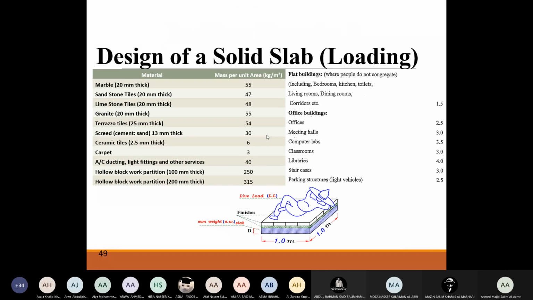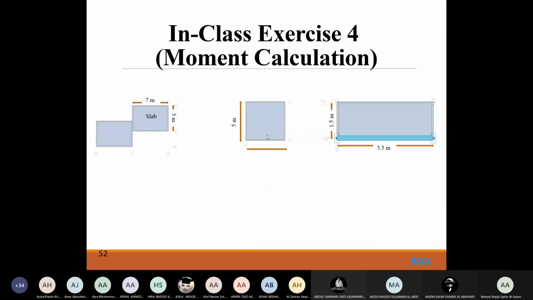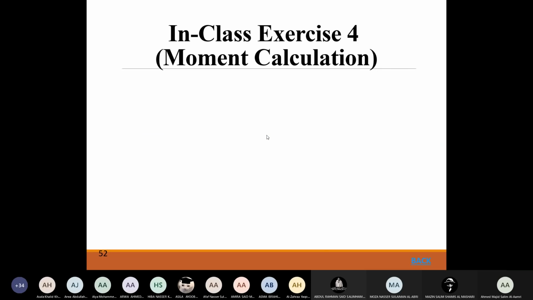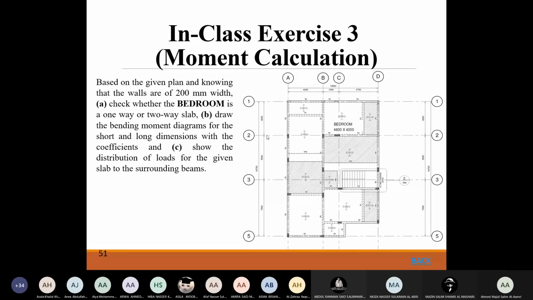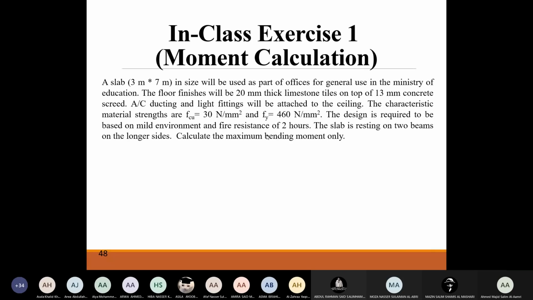1, 2, 3, 4. And as I told you, 1, 2, 3, 4 were from the previous exams. Since we are asked to draw the bending moments, find the coefficients, and draw the distribution of beam for number 4, I think this was a 3 marks question in quiz number 1. This as well was a question in the final exam. This is a question in a quiz, I believe. This one as well, I think, in a quiz.